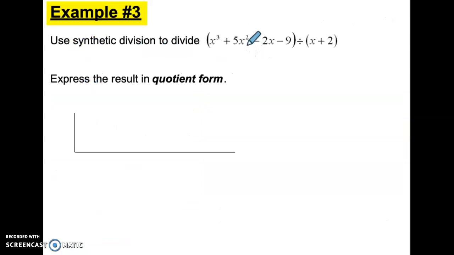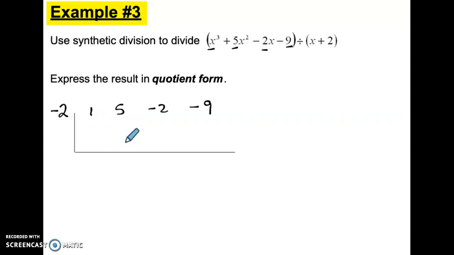So here they're telling us to use synthetic division to divide our dividend by the divisor of x plus 2. Okay, so we're going to start by taking all the coefficients and writing them up at the top here. So we have a 1, a 5, -2, and -9. And our divisor is x plus 2. So what would make that 0 would be a -2. So I'm going to write -2 there. So that's our starting point.